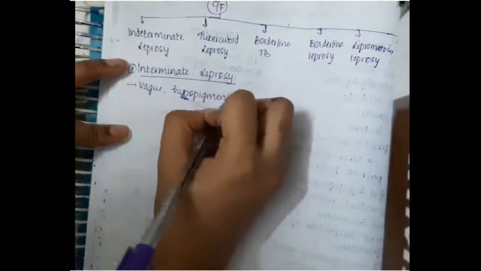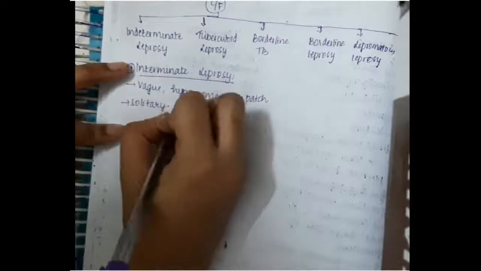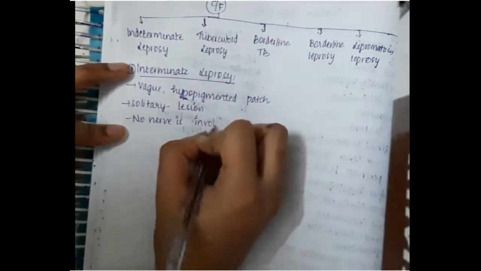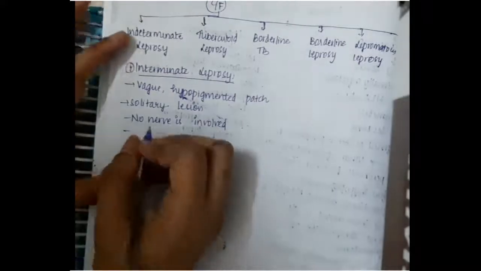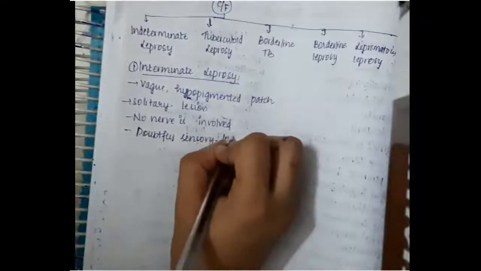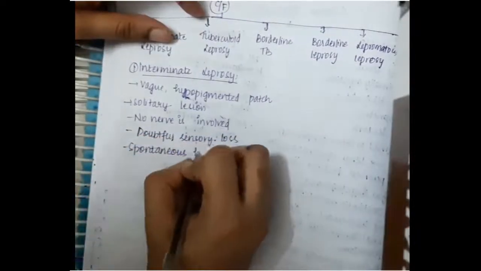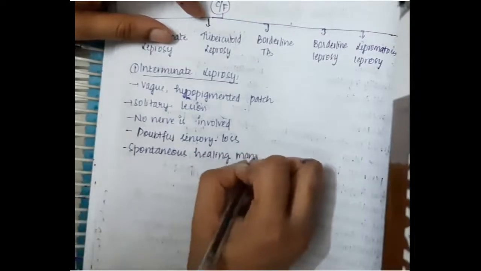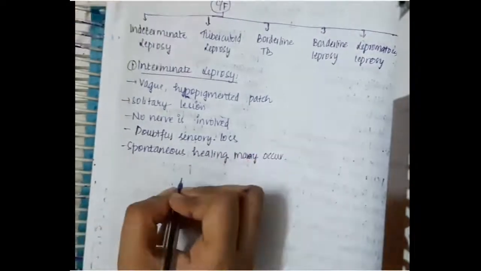In indeterminate leprosy, you will see the presence of a vague hypopigmented patch, which is a solitary lesion, and here no nerve is involved. There is presence of doubtful sensory loss, and spontaneous healing occurs in indeterminate leprosy.